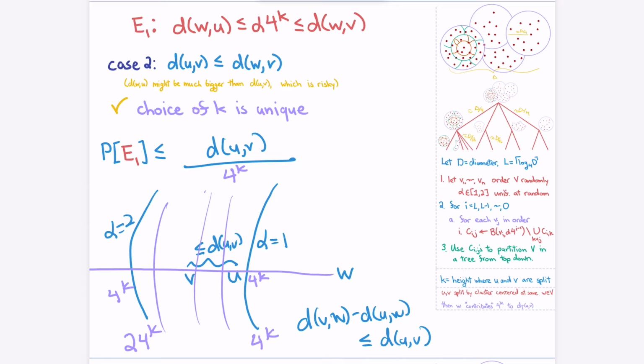Sorry? So this is where alpha is coming in, remember? We do alpha times 4 to the k, where alpha is chosen uniformly at random between 1 and 2. Out of this possible choice of radius, the width in which you can actually hit and separate U and V is going to be at most d(U,V). More precisely, it'll be the distance to the further point minus the distance to the closer point, but by triangle inequality that's bounded by d(U,V).